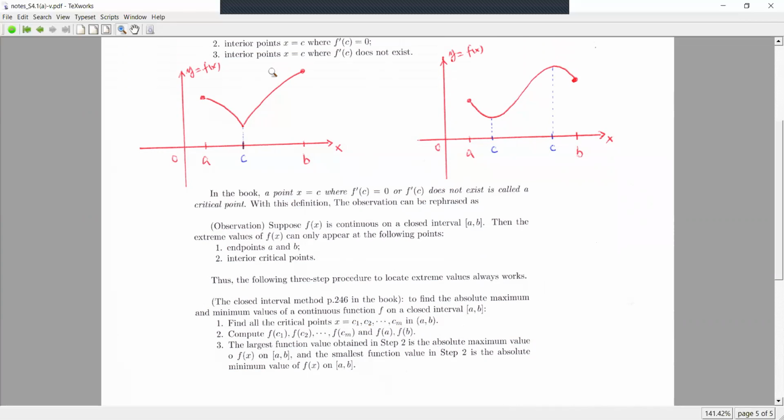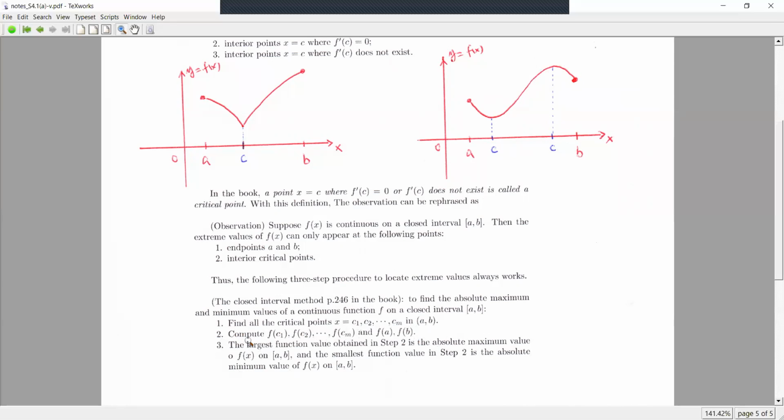Say, look at this graph. Step 1 means find this point C, the corner. In this graph, the critical points are this point, where the tangent line is horizontal, and this point, where the tangent line is horizontal. So find these 2 points. Find all the critical points in the open interval between A and B.